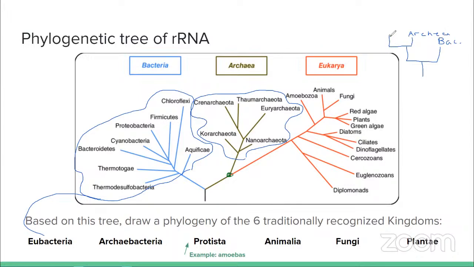So let's keep moving on up. What are we going to put at this next branching point? What's the next group that's going to go off by itself?